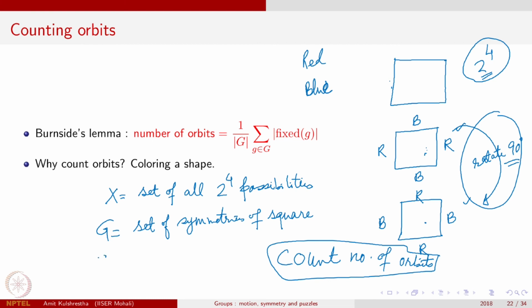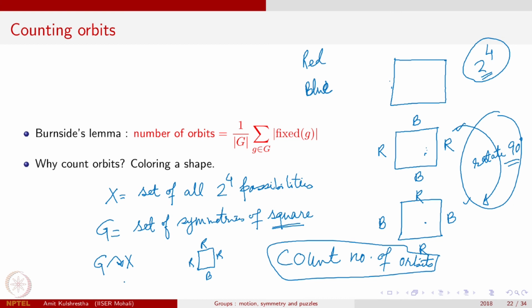And what is the action? Action is quite a natural one. You take a particular configuration, a possibility, it could be say RB or something, and take symmetries of the rectangle, in this case it is a square. There are 8 symmetries of a square, and that could be an exercise for you. The way we got convinced that there are 4 symmetries of a rectangle, the same way we can also estimate that for a square there are 8 symmetries.